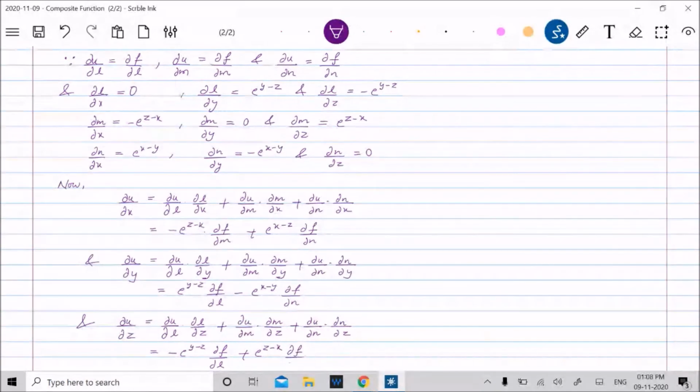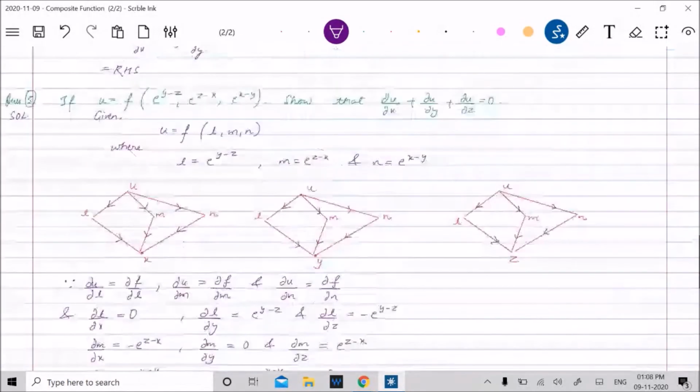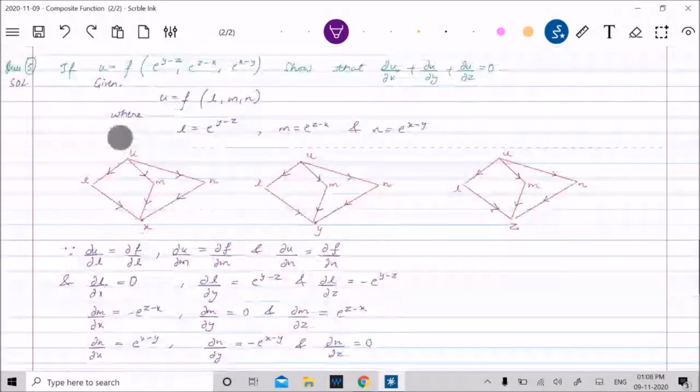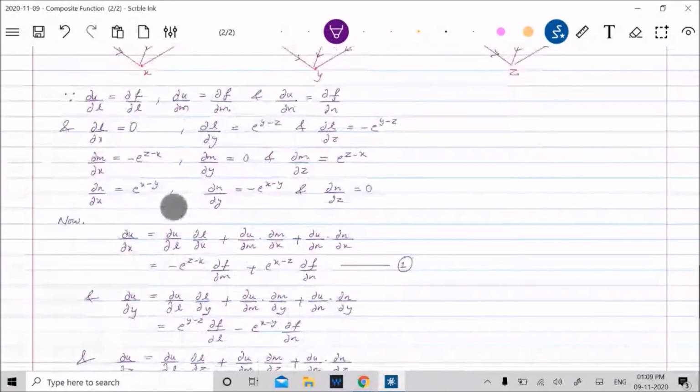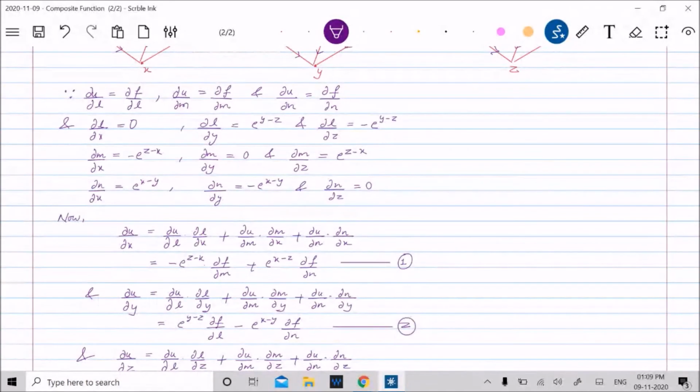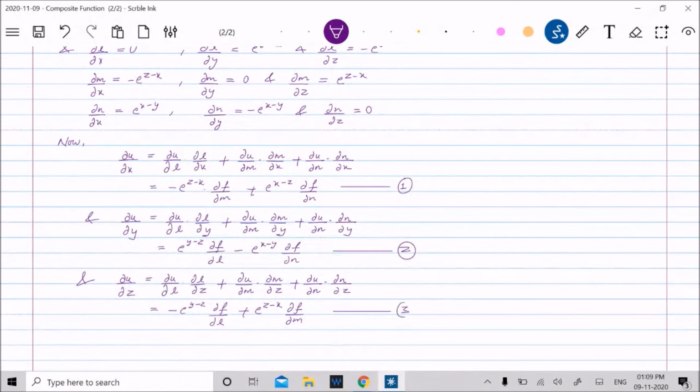Now what do they want? They want you to add all these three partial derivatives. Let me add them first. This is second, and this is third. If you add them, please verify, are they really cancelling with each other to get 0? Yes, I think this will be cancelled with this. This will be cancelled with the second one. This is x minus z. This is x minus y.